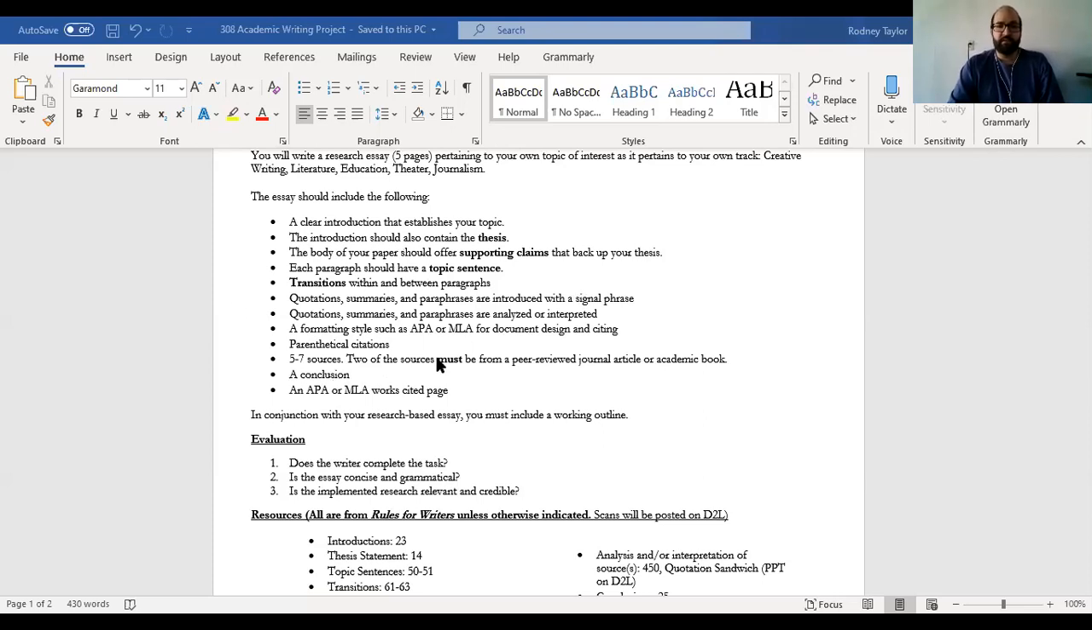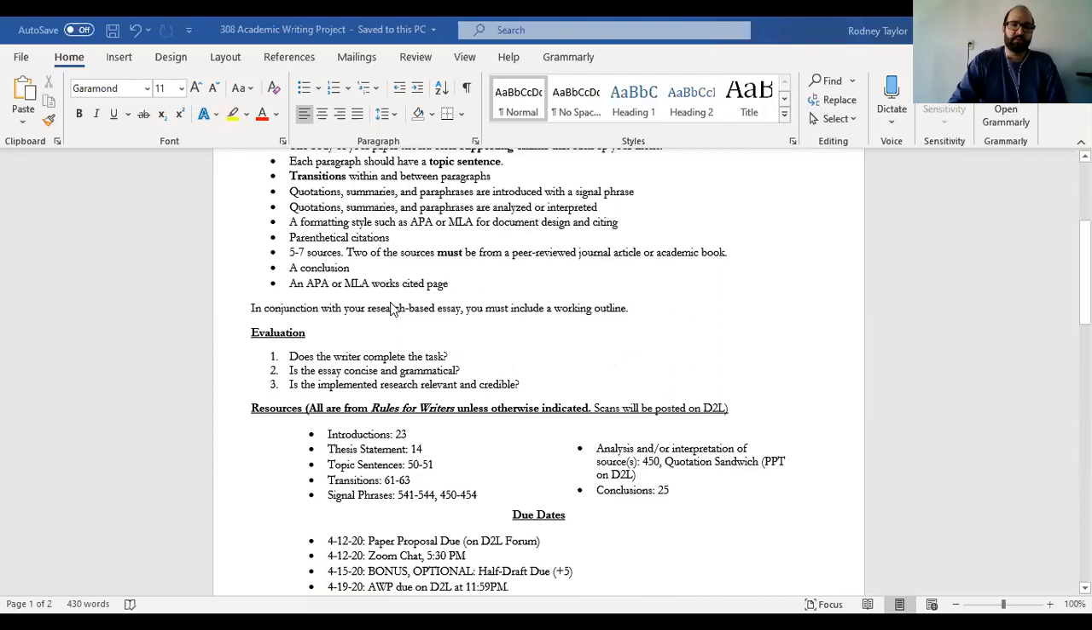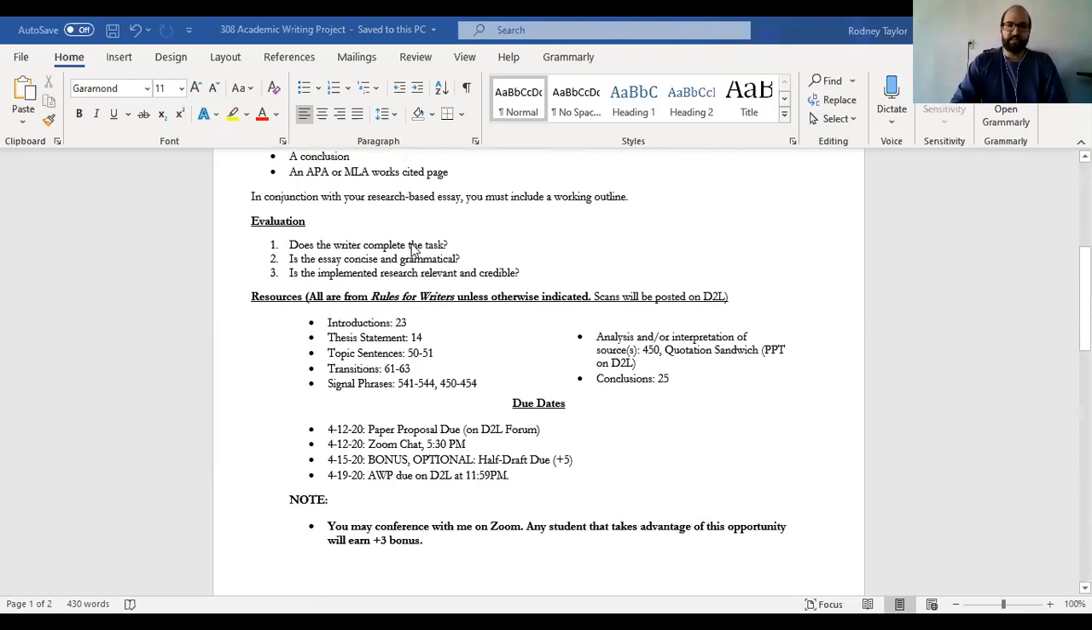Some of these things on here might seem foreign to you, but in the next 2 weeks, I'll go over all of it to ensure you guys know how to effectively write an academic essay. In conjunction with your research-based essay, you must include a working outline. So I want to see your process and how you organize that. And then the evaluation criteria is simple. Does the writer complete the task?